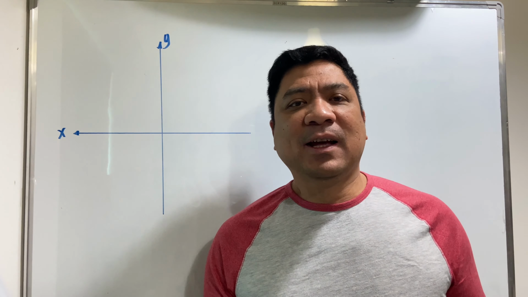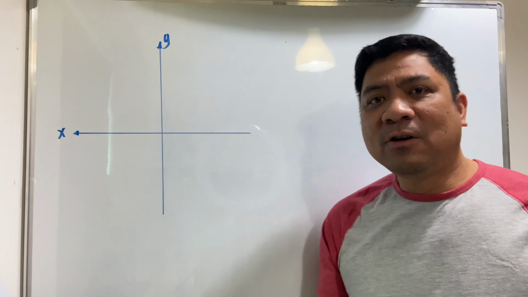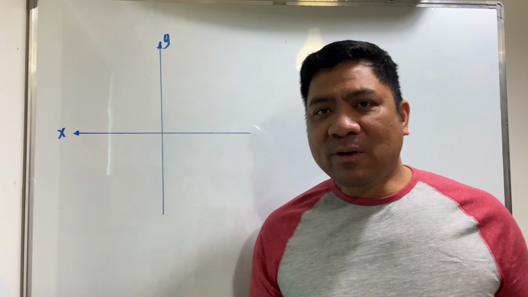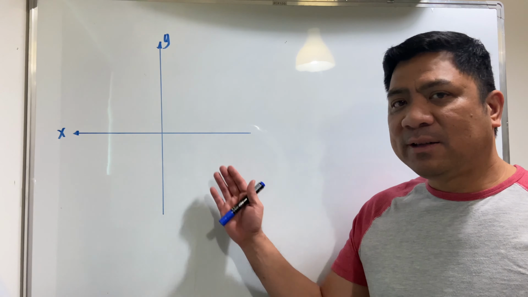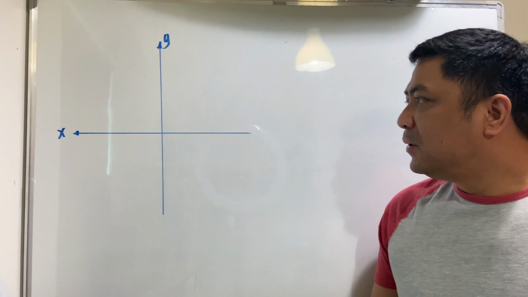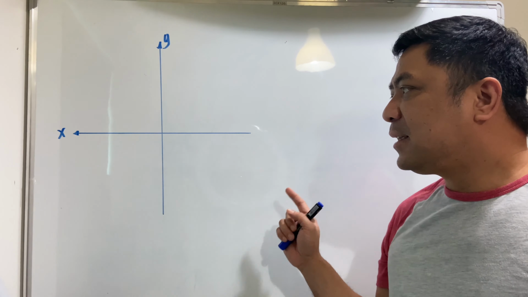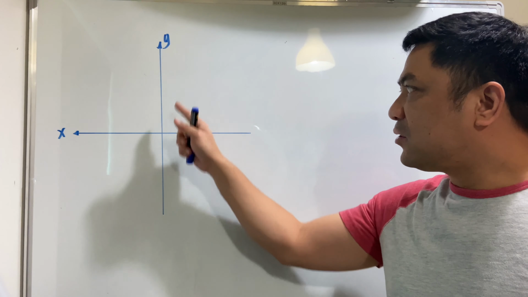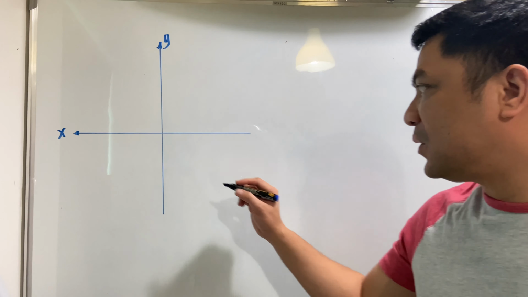So for today, our topic is equation of a line. Before we move to the problems involving equation of a line, let's have a quick review of our rectangular coordinate system, or what they call the Cartesian plane. We have our y-axis and our x-axis, and the intersection of the y-axis and x-axis is called the origin. They intersect at 0, 0.